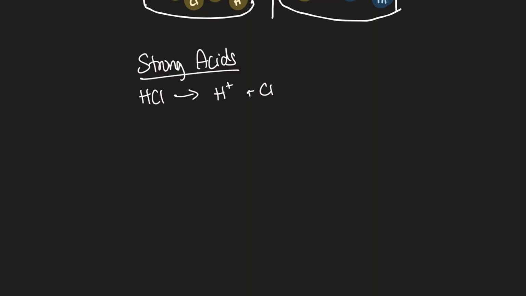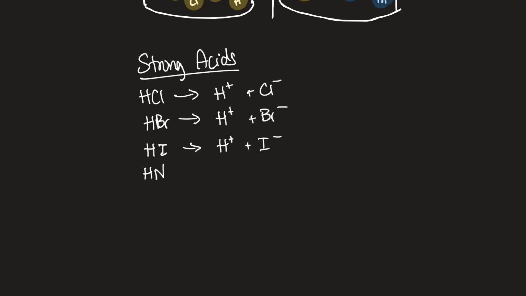So for our strong acids, we have hydrochloric acid. Hydrochloric acid will become hydrogen plus chloride ions 100% of the time. We have hydrobromic acid, same thing. It will become H plus and Br minus 100% of the time. We have hydroiodic acid, same thing here.